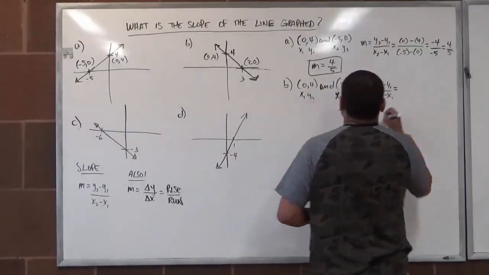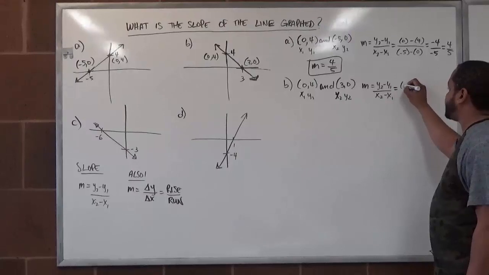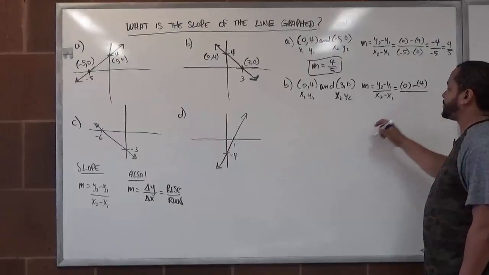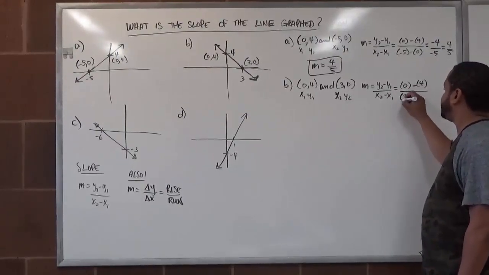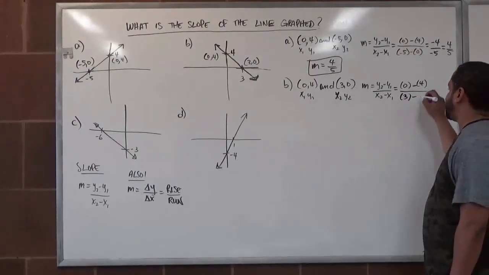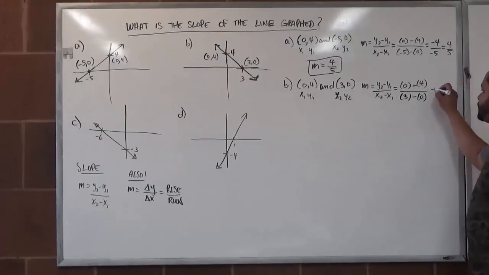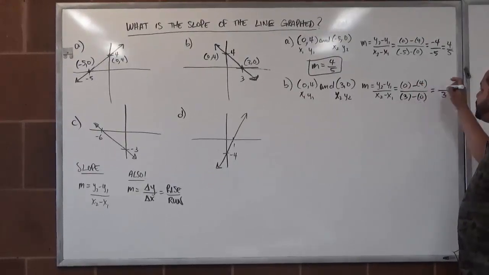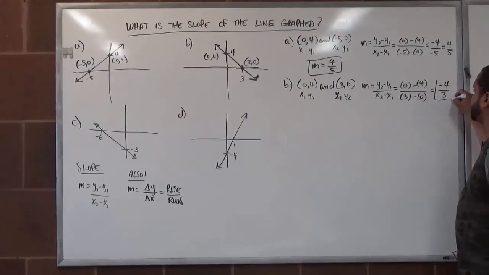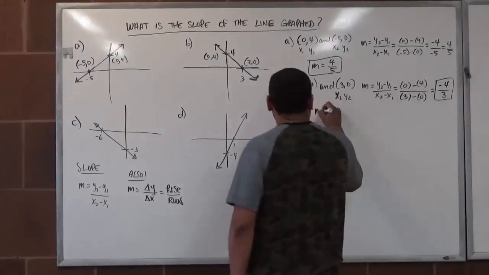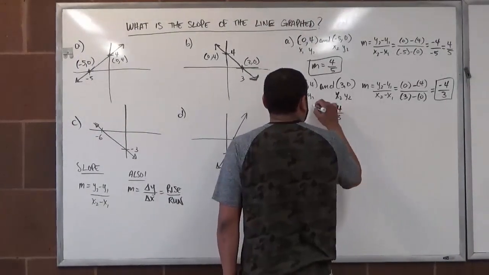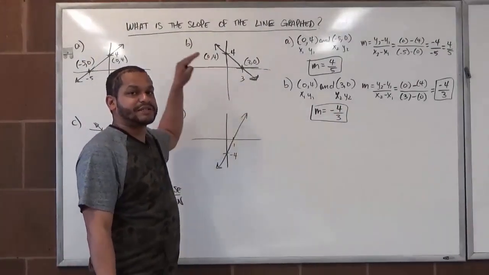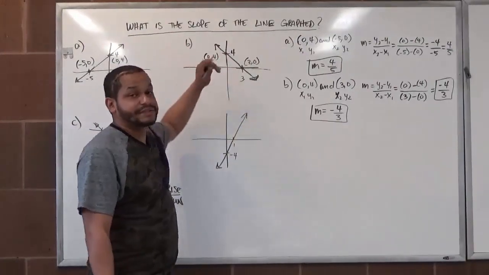So let's plug this in and see what happens. So my y2 is 0, and my y1 is positive 4. My x2 is 3, and my x1 is 0. And so here our result for the denominator is going to be a positive 3, while our numerator here is 0 take away 4, which is negative 4. And our slope is then negative 4 over 3. And so we see here that our slope is negative 4/3, and we see that in the graph of the equation as the graph is going downward, indicating that this is a negative slope.